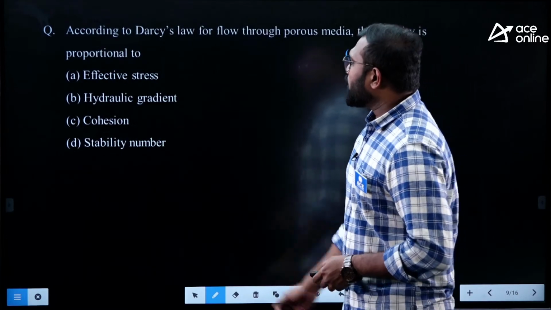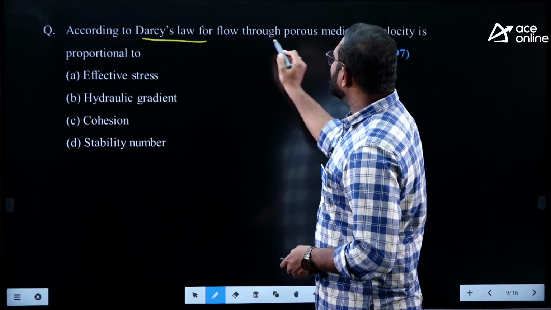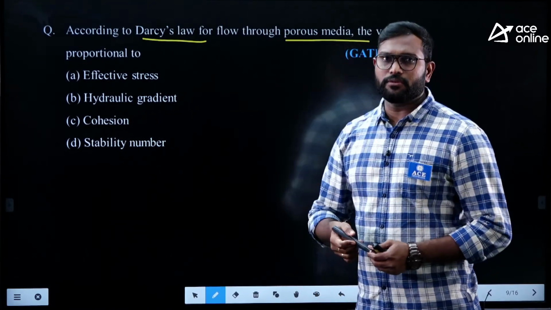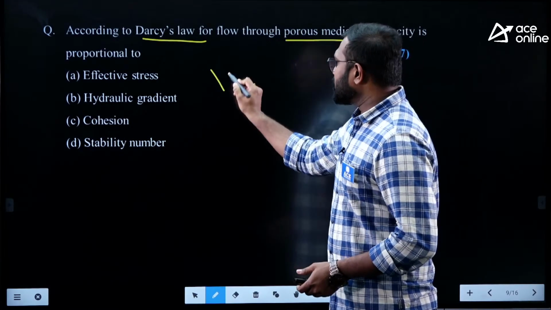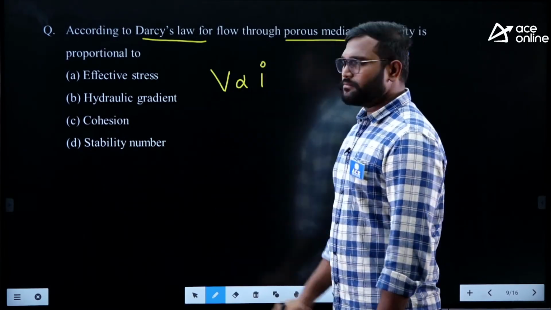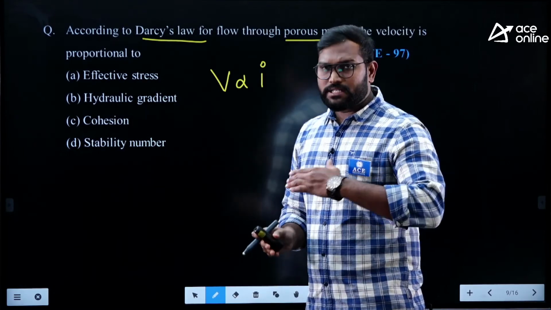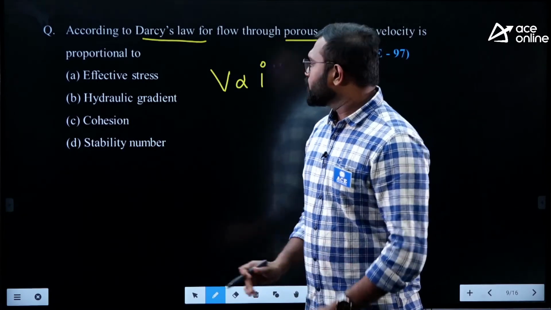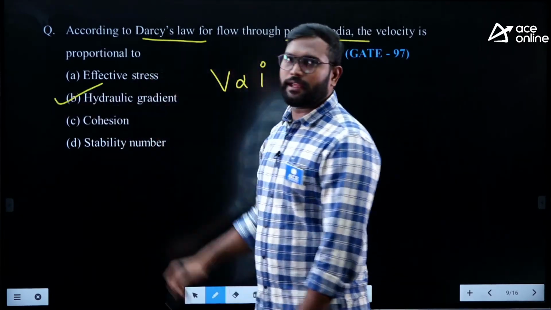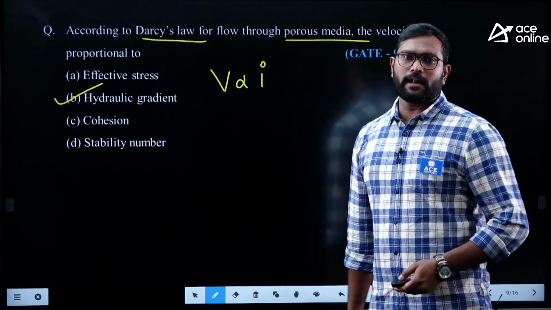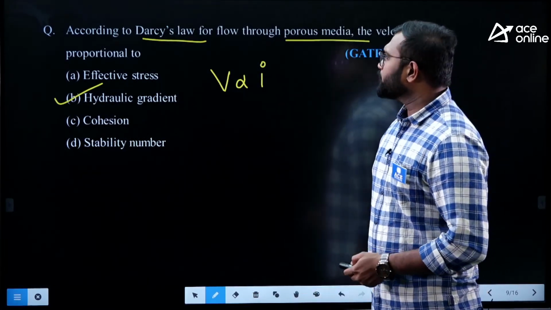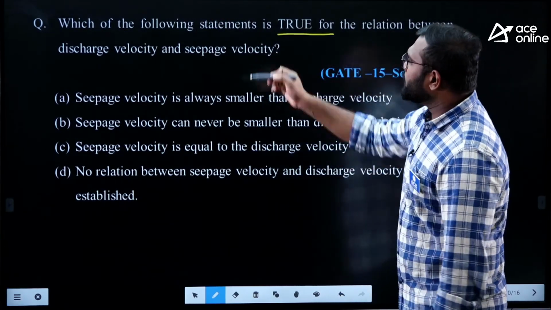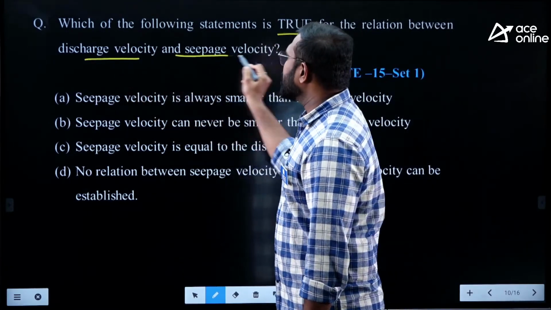See this question. According to Darcy's law, flow through porous media, the porous media here is the soil, the velocity is proportional to. So what he mentioned, velocity is proportional to whom? Head loss per unit length. How much head the water loses if it travels 1 meter is nothing but the hydraulic gradient. So it is directly proportional to whom? Hydraulic gradient. So that's what is mentioned by Darcy. Option B.